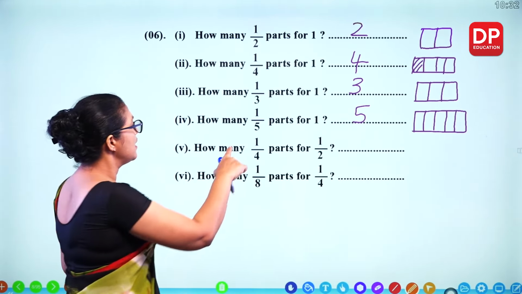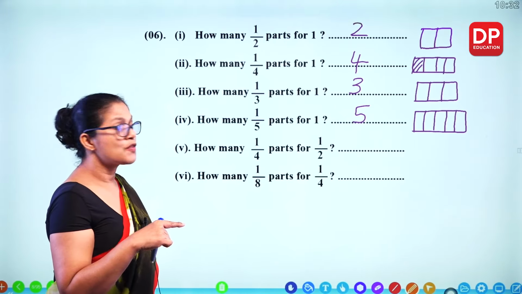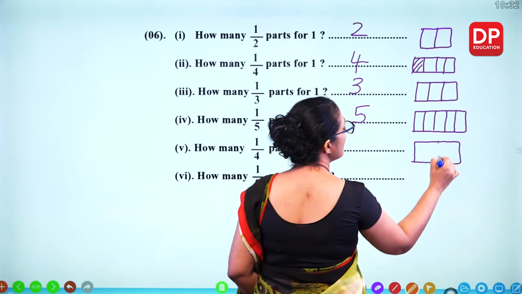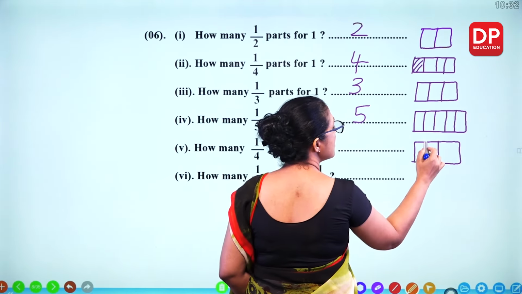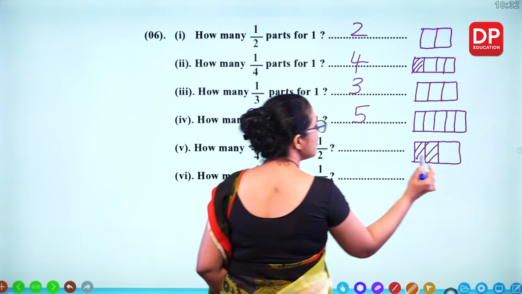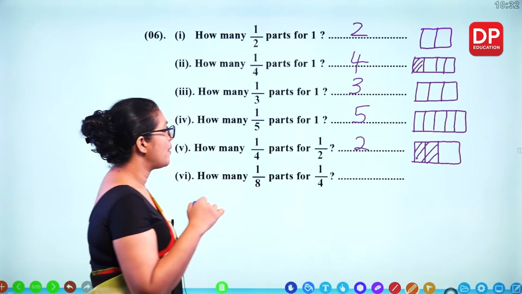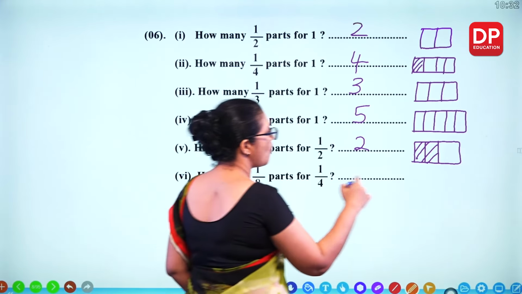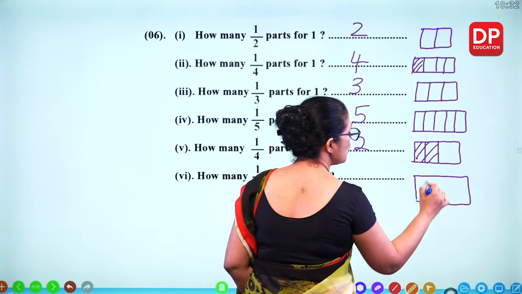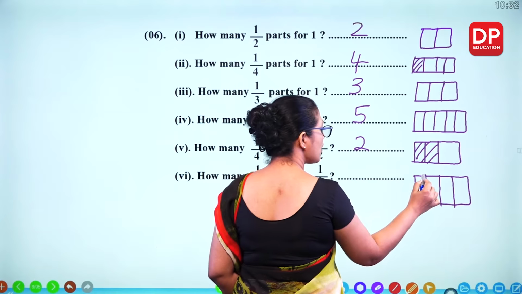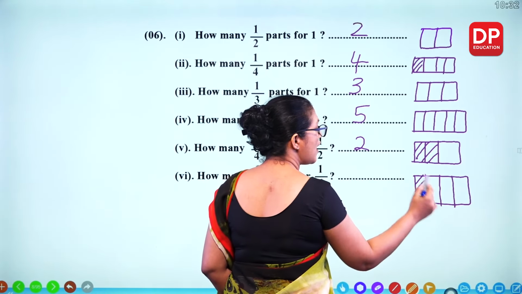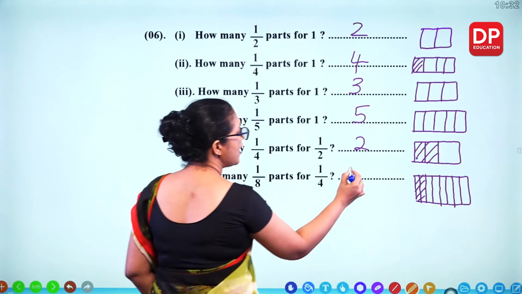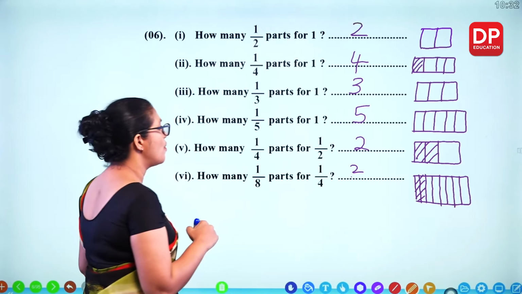How many quarter, 1/4 parts for half? So here, if you take half, it is this. How many quarter parts? You get 2 quarter parts. How many 1/8 parts for 1/4? When you divide into 4, a quarter means 1. But when you divide into 8, you get 2 parts out of 8. So 2 parts are there.